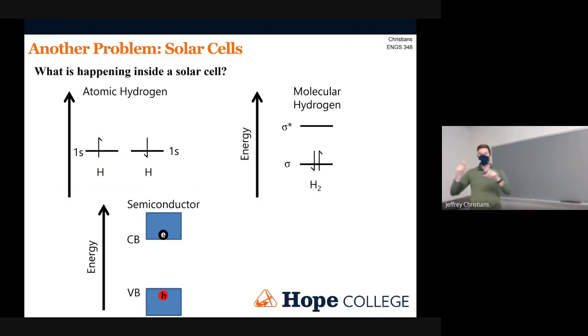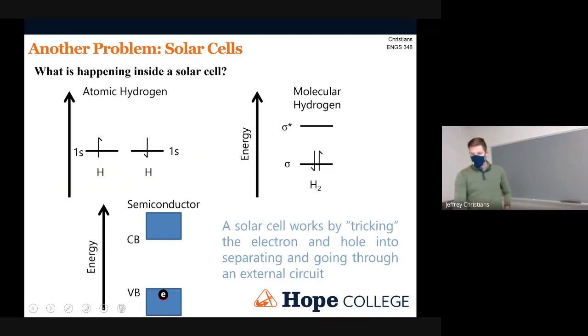So basically what you're trying to do is take that high energy electron and move it through your circuit before it gets back to the ground state. Okay, if it gets back to the ground state, then you've lost it. You've lost it as heat. You didn't actually get electricity out of it. So the trick is, how do you actually separate these?